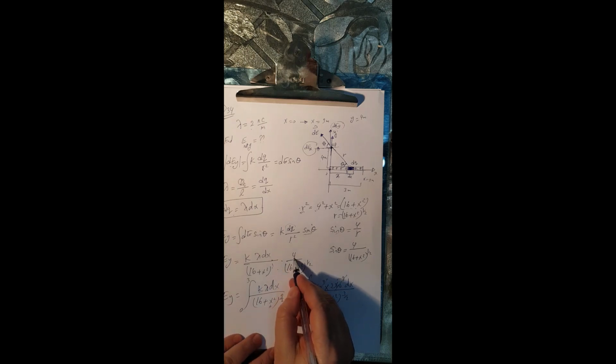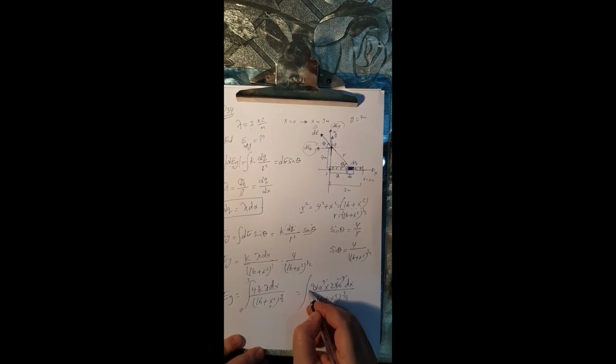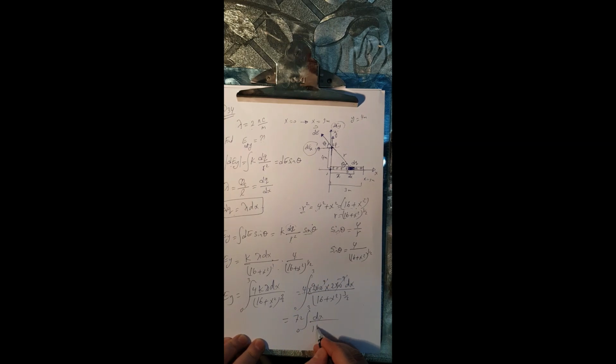And here, don't forget we have a 4 here, we missed it. We need it here as well. So we need the 4 here, 4 multiplied. So we have 4 by 9 by 2, which is 72. So we'll have 72, from 0 to 3, dx over 16 plus x squared to 3 over 2.